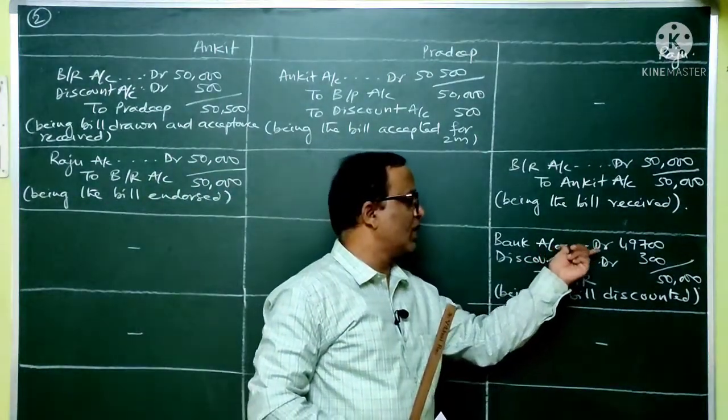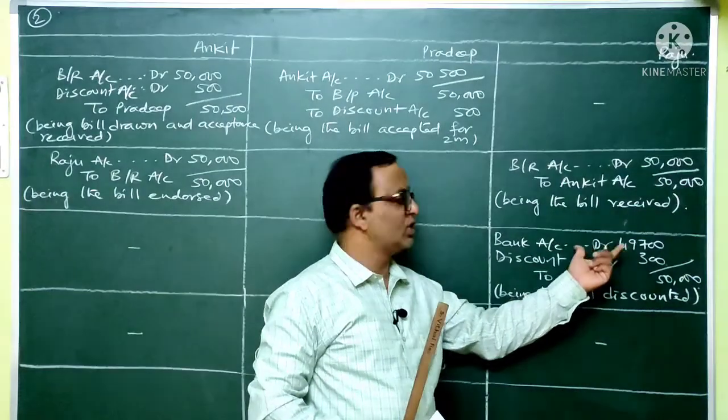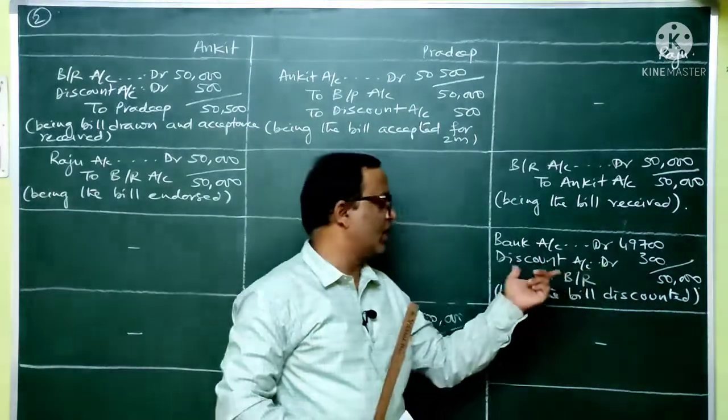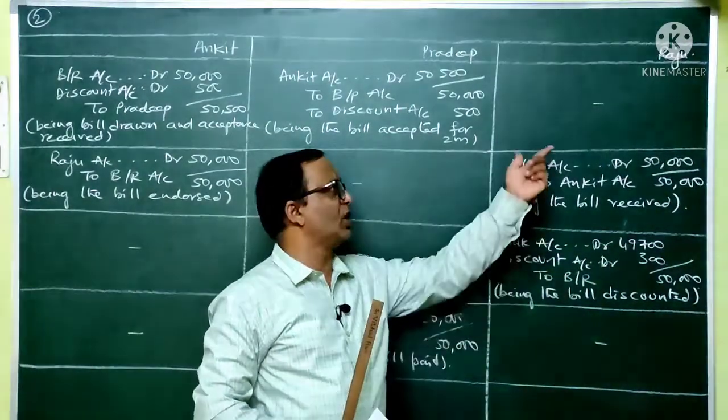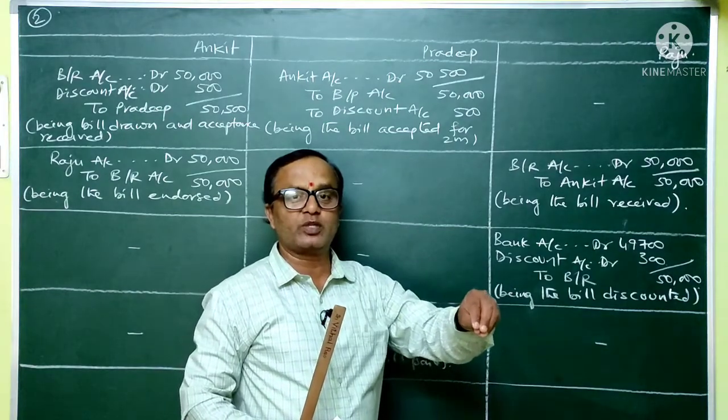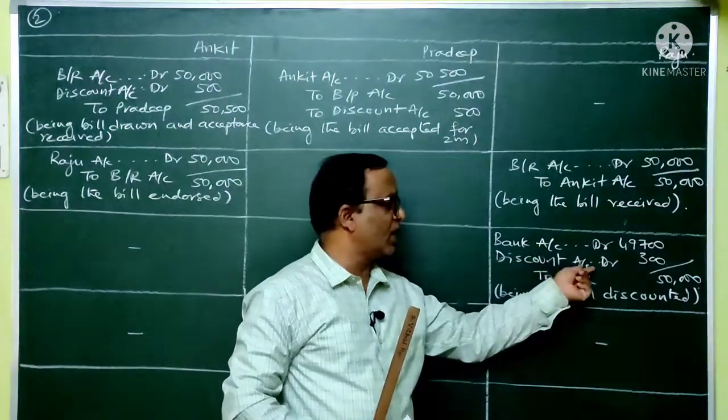So when he has discounted, he has received 49,700, which is debited to his bank account. So your entry will be bank account debit. Then again, discount you have allowed. You, meaning here now you are Raju, are foregoing the discount in favor of the banker. It is an expense to you. So discount account debit.